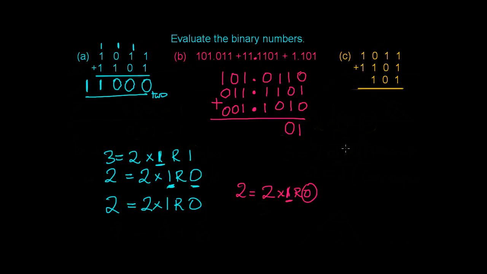Then carry this 1 to the other side. So you carry 1 here. So you say 1 plus 1 plus 1 gives us 3. So you write down 3. So you say, okay, what number can I multiply with the base 2 to give me 3? There's no number like that.